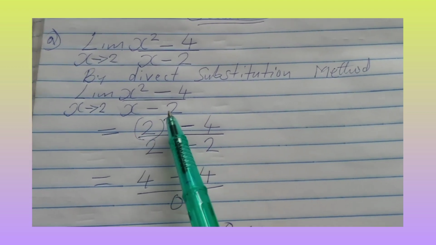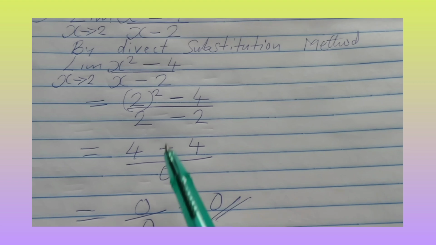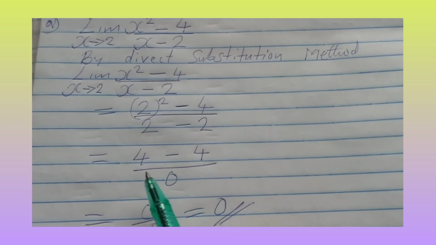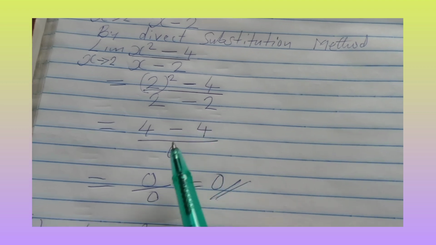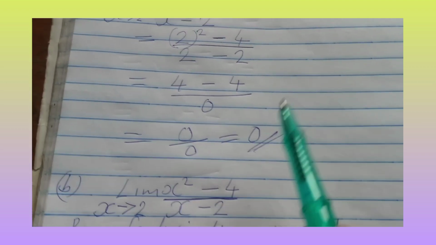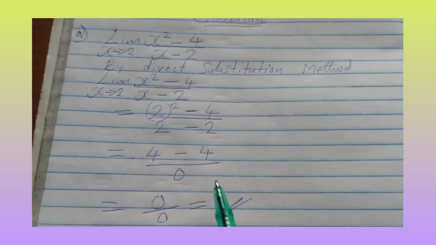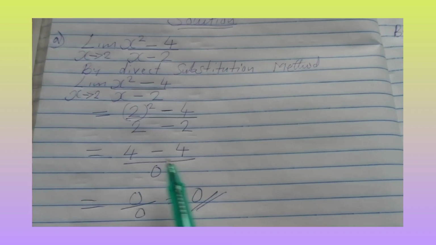So 2 raised to the power of 2 is 4, minus 4. 2 minus 2 is 0. That's why I have 4 minus 4 all over 0. And 4 minus 4 is 0, all over 0 also. So the answer here is 0 over 0, and this is not the right answer we are looking for, because f of x at this point does not exist in this limit of this function.